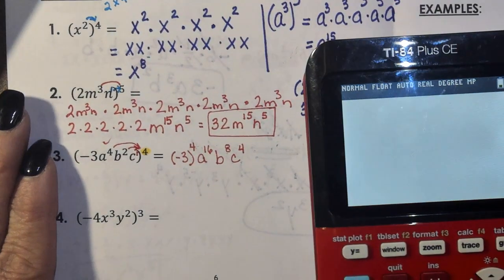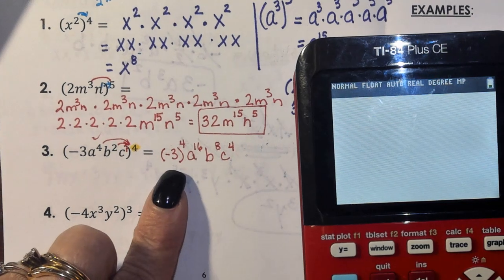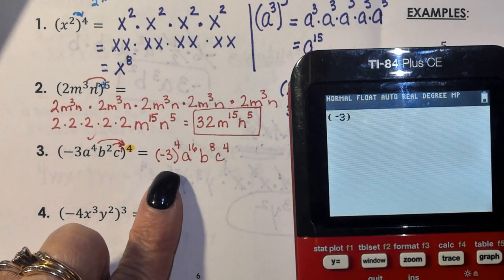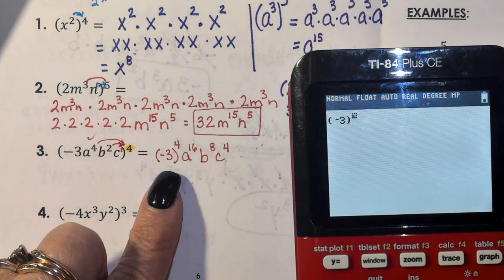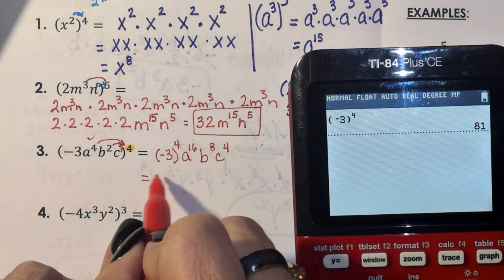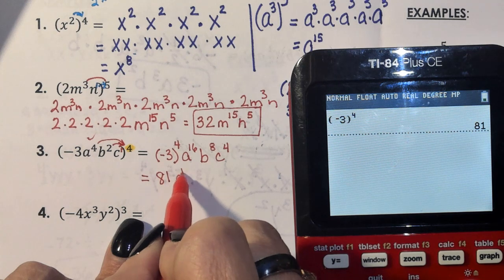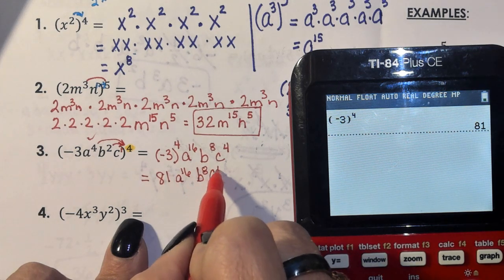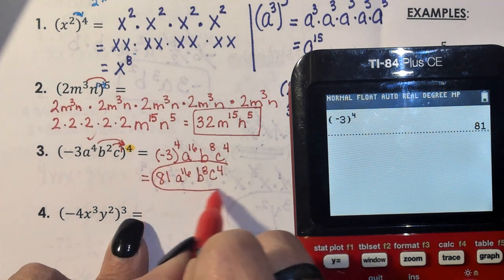So this is why I put parentheses, because I want you to use parentheses when you put that in your calculator. Raise to the 4th power, 81. Now, I'm going to show you something here. So this is 81, a to the 16th, b to the 8th, c to the 4th. That's my final answer.